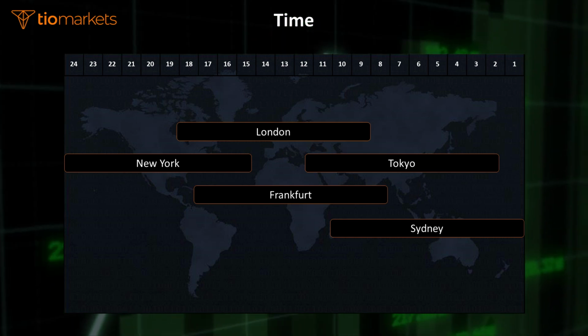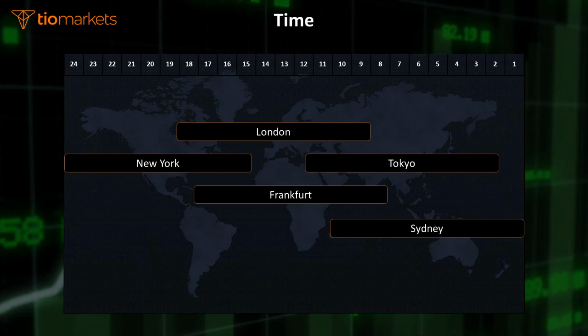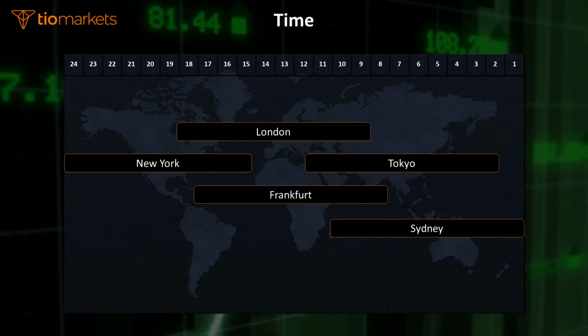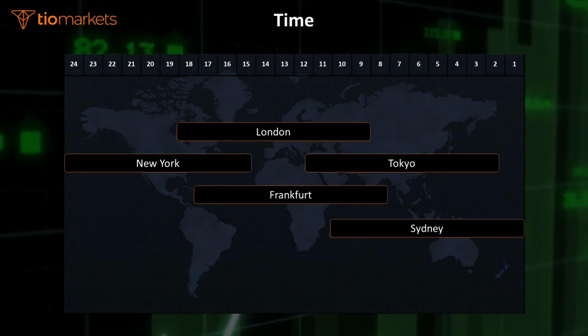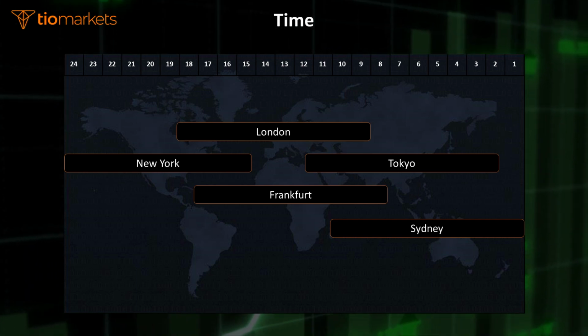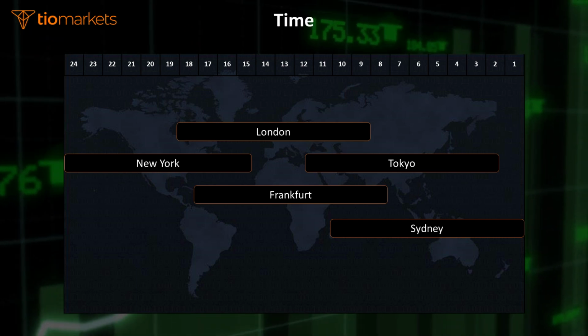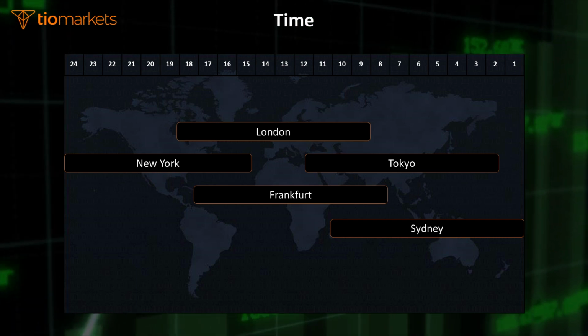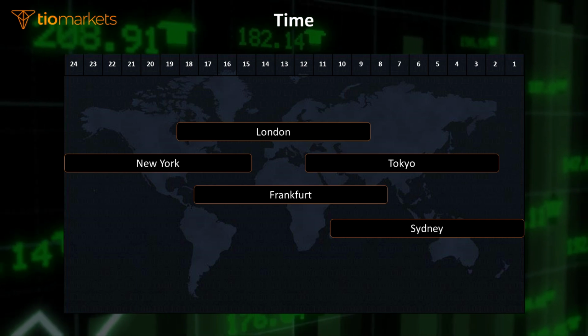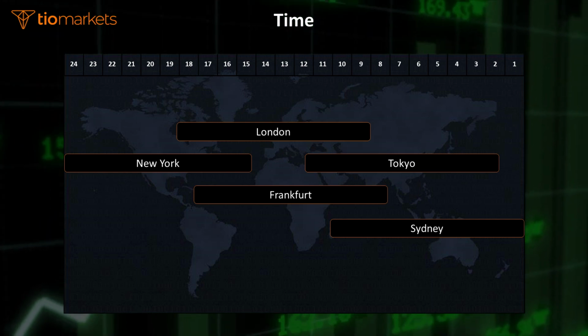Every Forex trading day has 3 trading sessions. The first session is the Asian session. The second is the European or the London session. And the last session is the US session. The times for these sessions are marked by the opening of the major financial centers for each region.